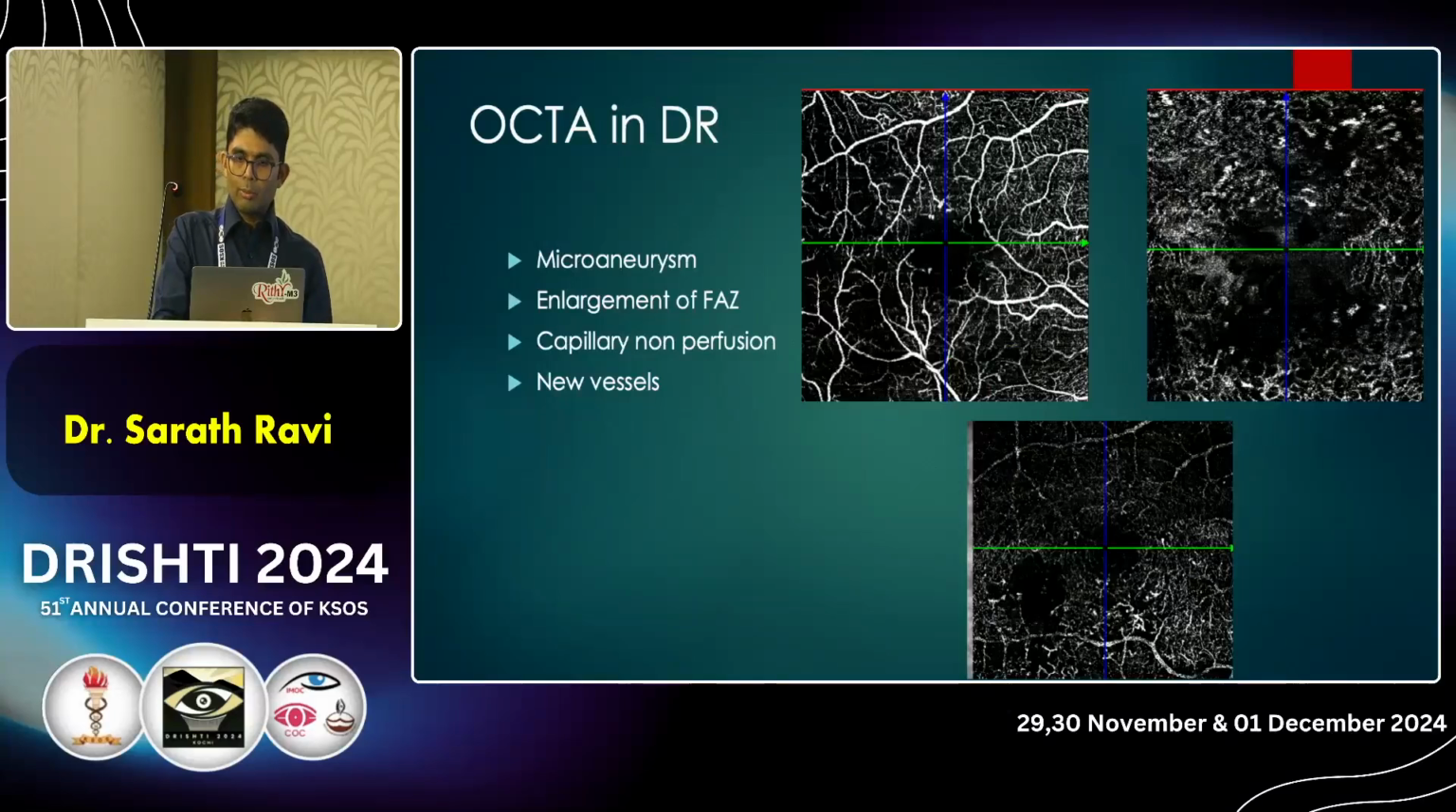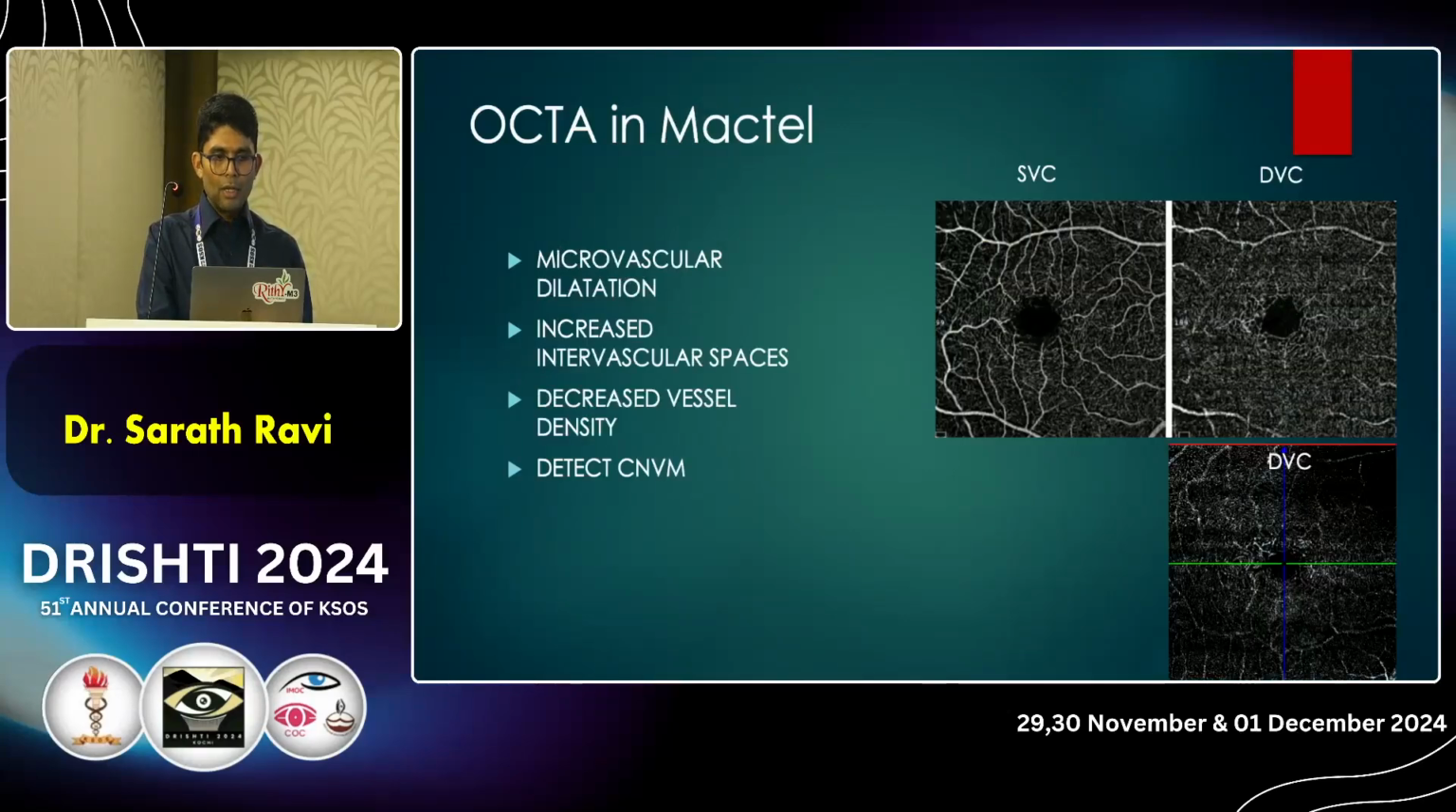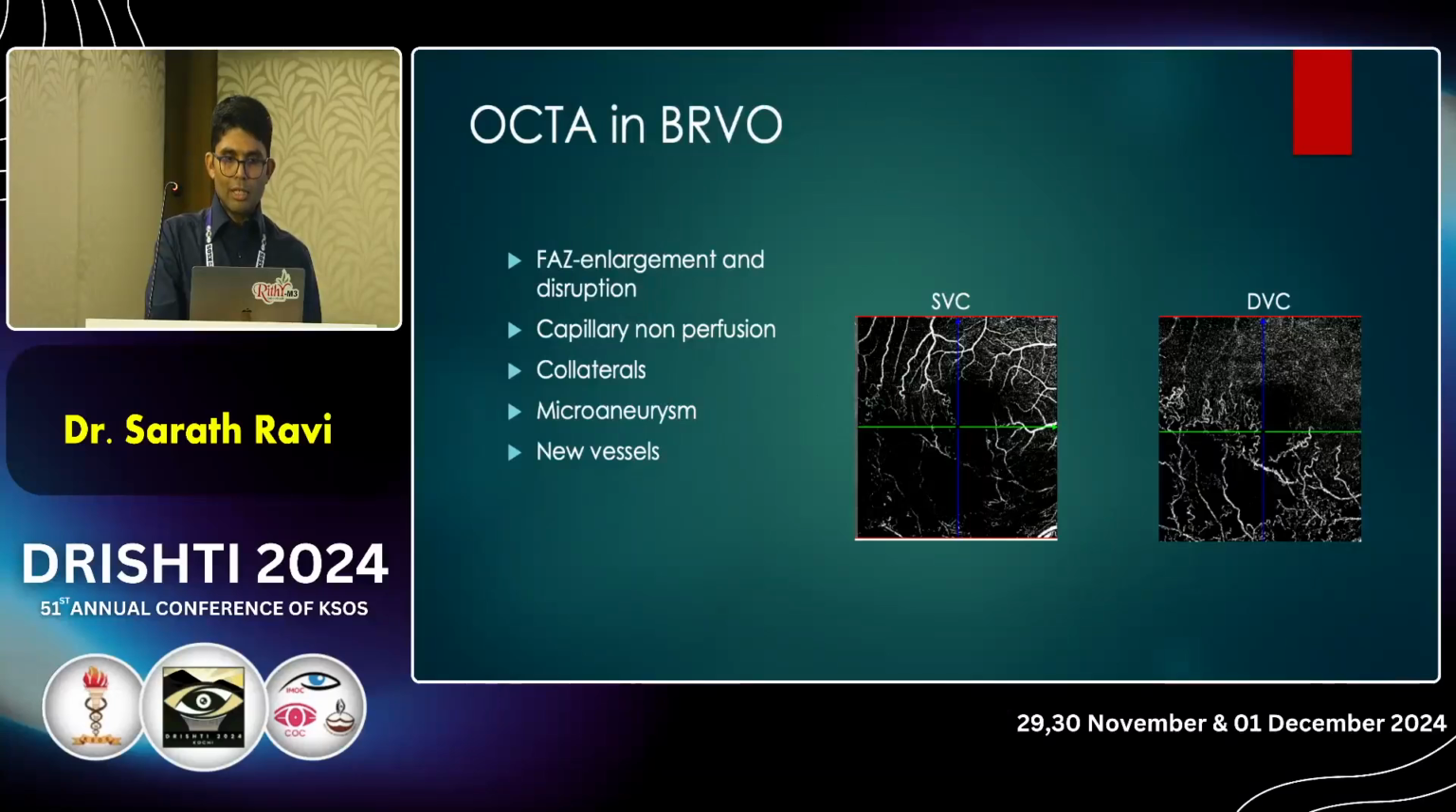Whereas in diabetic retinopathy, it can demonstrate the microaneurysm. However, they are less sensitive in detecting microaneurysms as compared to FA. It can also demonstrate the areas of capillary dropout and the enlarged foveal avascular zone, and demonstrate new vessels rarely. In MacTel, you have capillary dilatation and tortuosity, increased intervascular spaces, and decreased vessel density in the deep vascular complex. It can also detect the CNVMs early. In a branch retinal vein occlusion, there could be enlargement of the foveal avascular zone, areas of capillary dropout, collateral vessels, and microaneurysms, as well as detect new vessels.